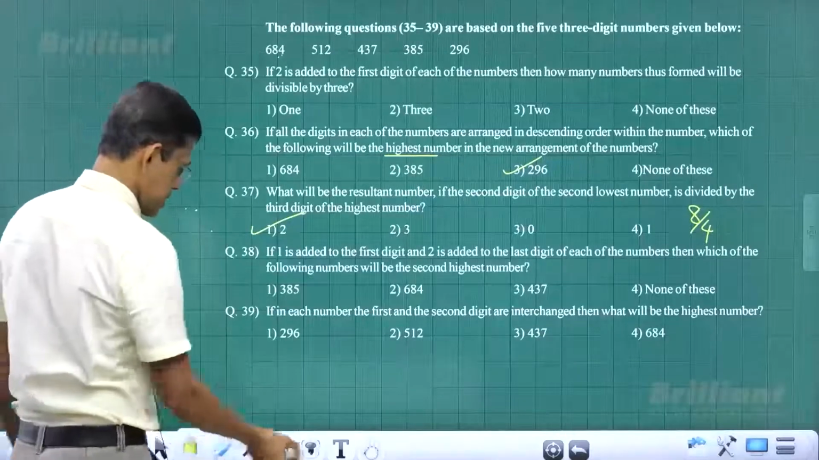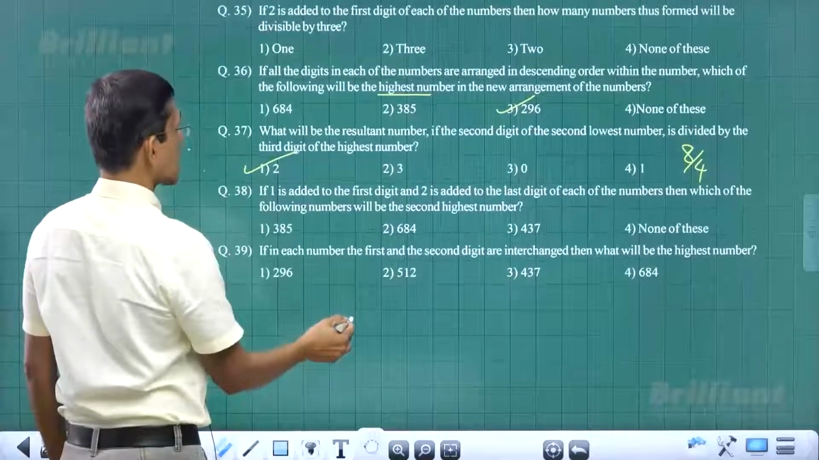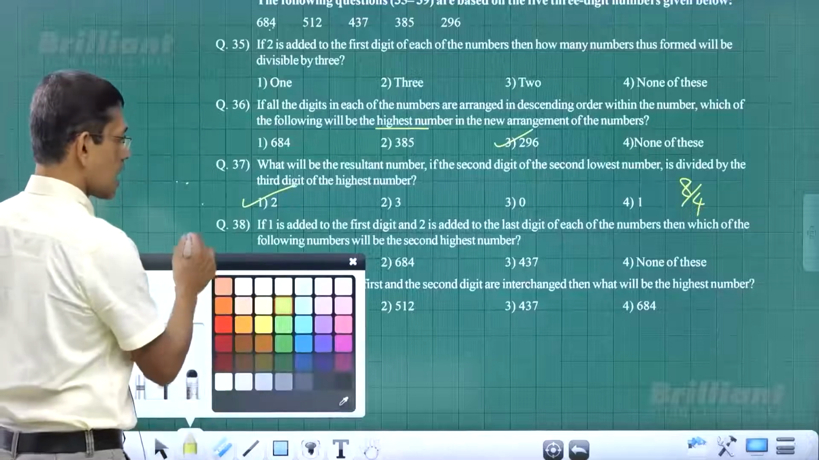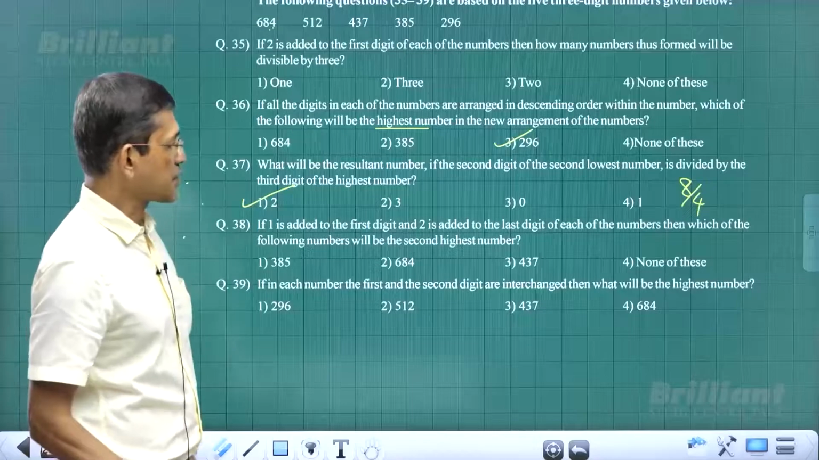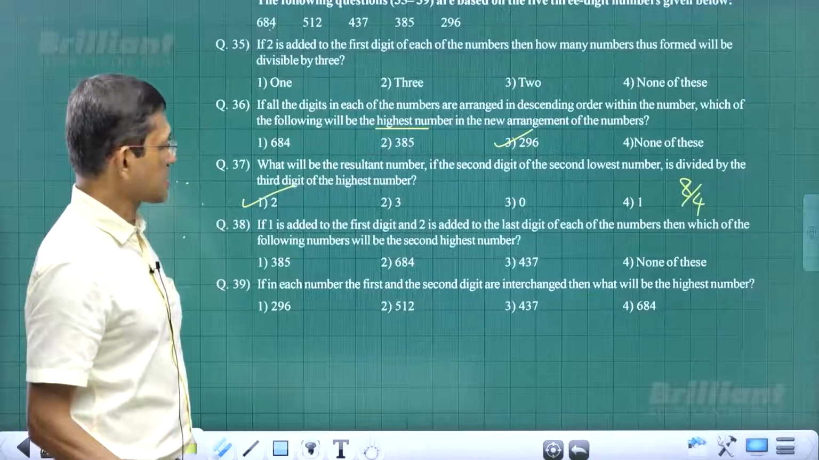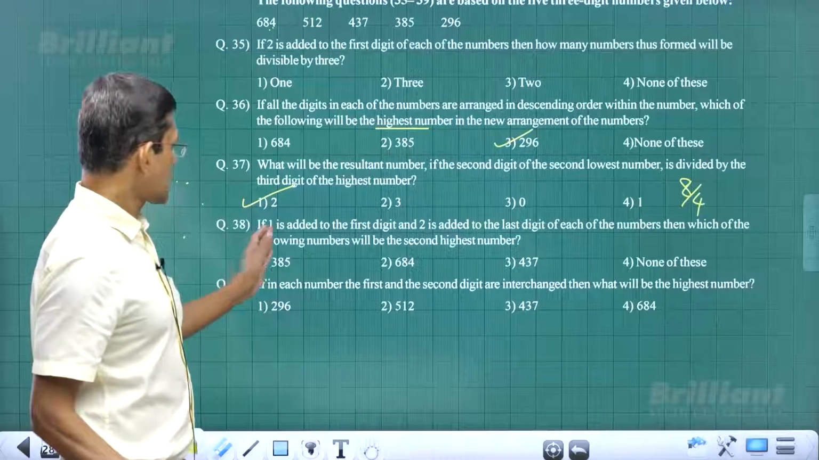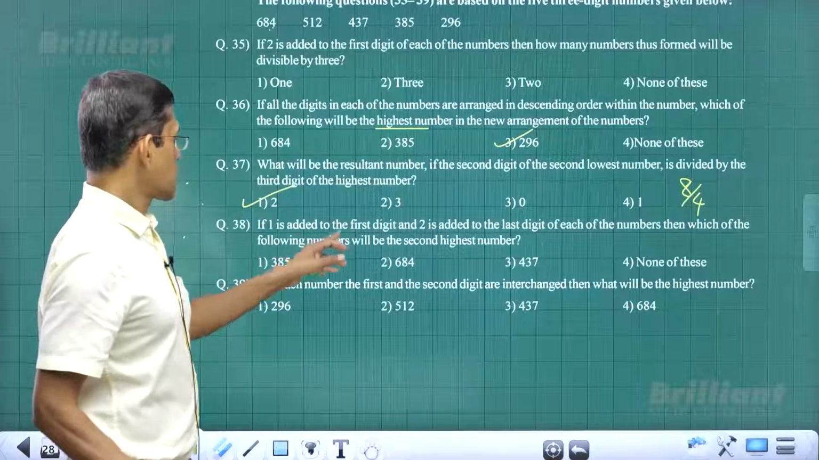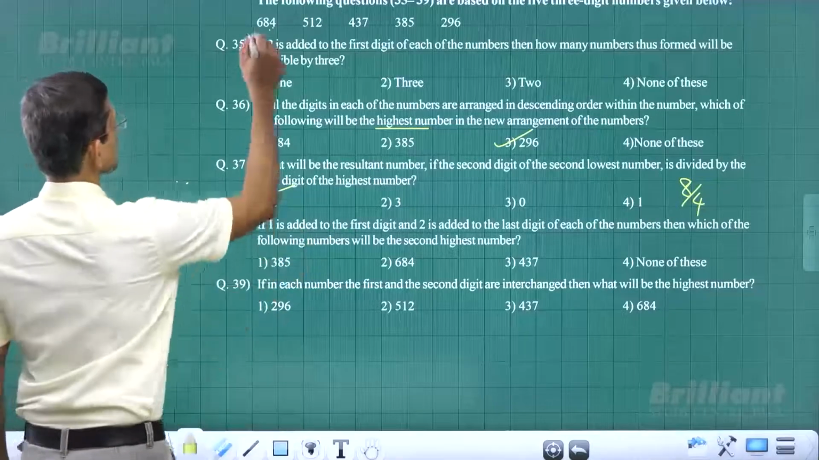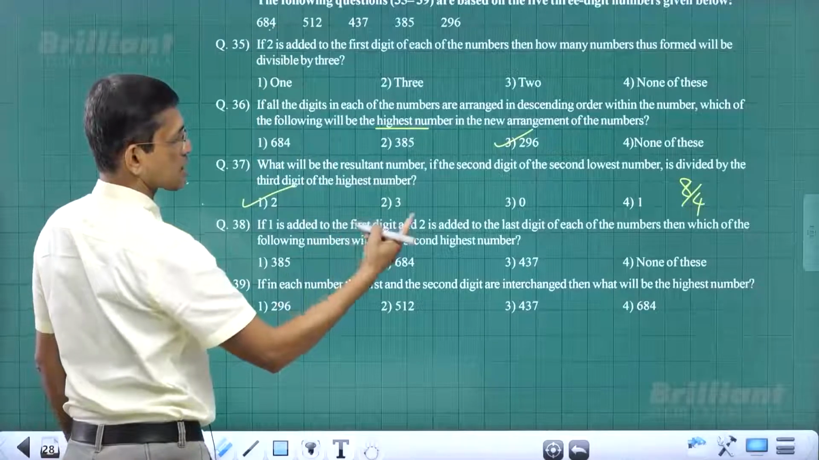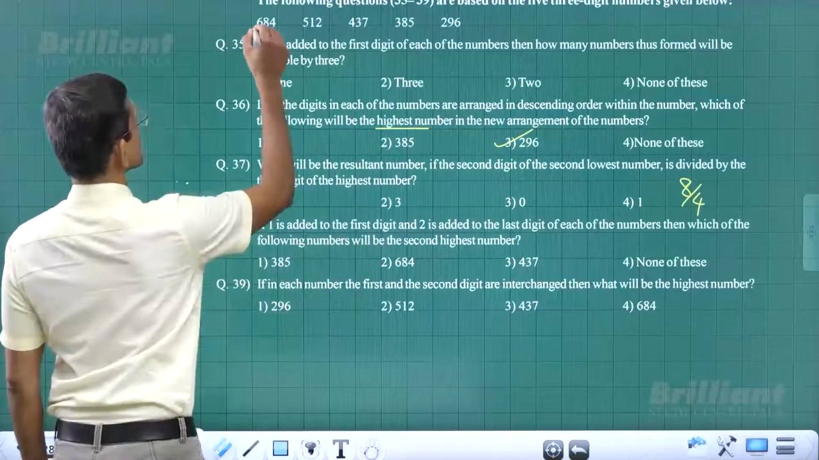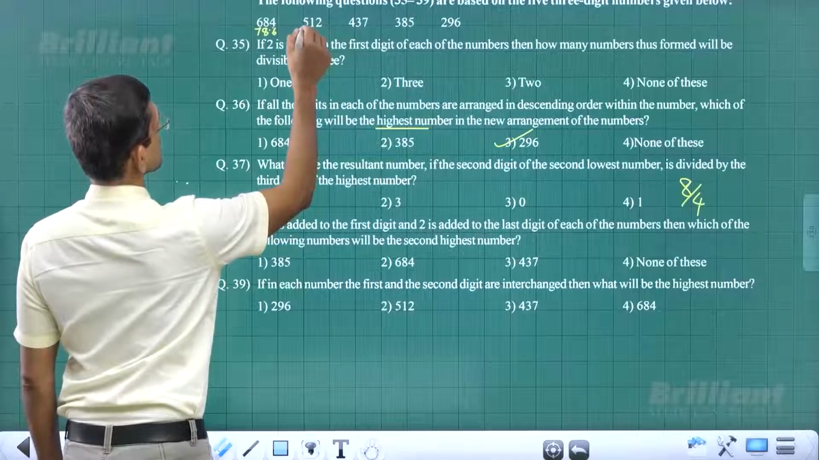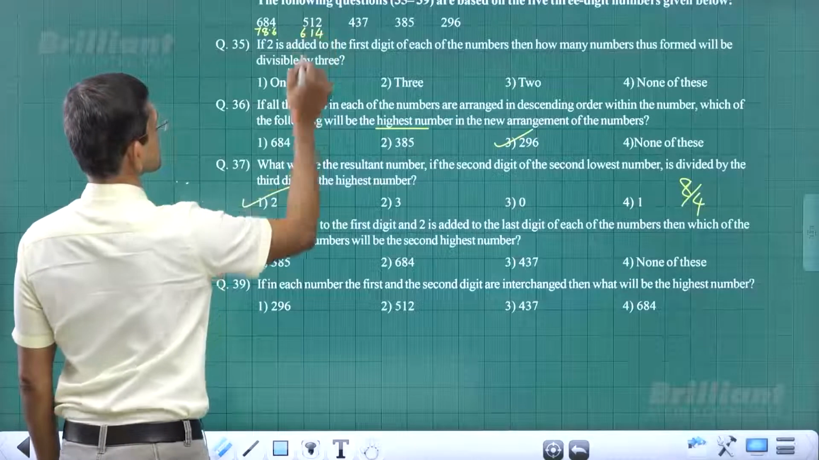Now, next one. If 1 is added to the first digit and 2 is added to the last digit of each of those numbers, then which of the following numbers will be the second highest number? So 1 is added with the first digit and 2 is added with the last digit. For 684, the last digit 4 plus 2 is 6, first digit 6 plus 1 is 7, so 786. And 1 is added to 5, giving 6, and this last digit is 2 plus 2, so 614.